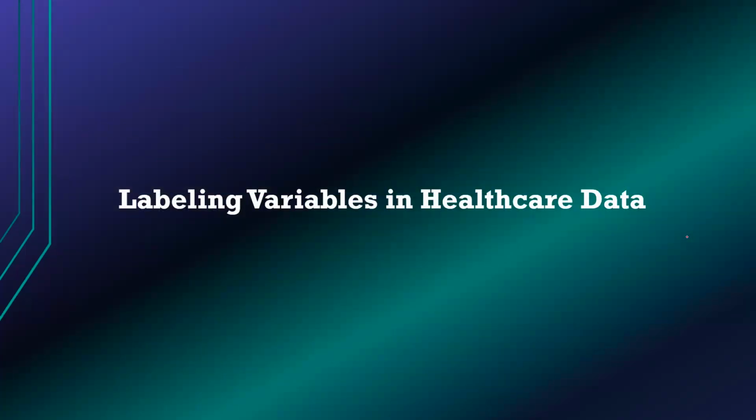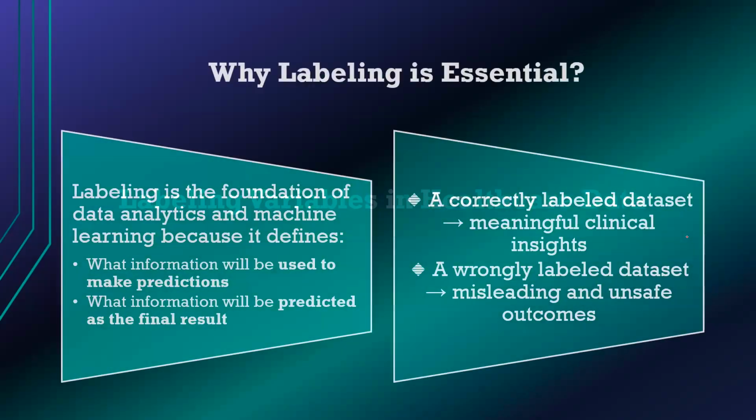So with this, we need to understand that labeling of variables in healthcare data becomes very essential, because the AI model is dumb initially. We need to teach it with the help of educated labeling over the variables. And for this, the first thing we need to understand is why this labeling is essential for any of your data analytics or machine learning projects. First thing, it will help you understand what information we are using to make predictions. And at the same time, it will help you understand what final predictions you are expecting from your model.